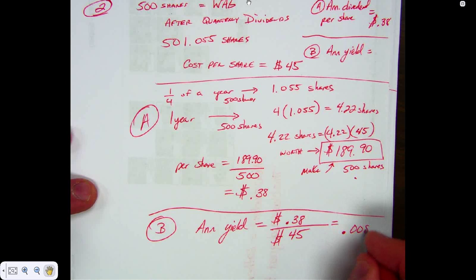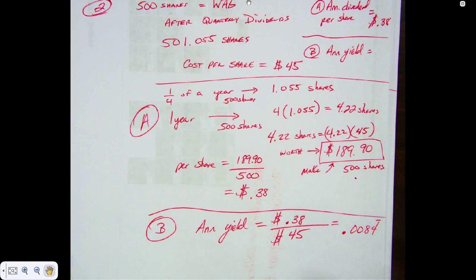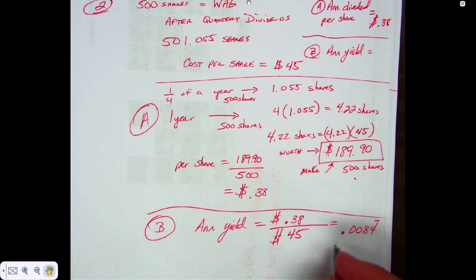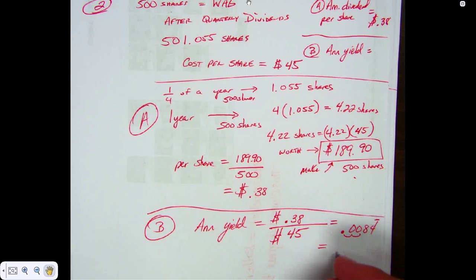0.0084444444. Thank you, Greg, for repeating. Yep. But if you look, how do they give yield in our examples? Yield is given as a percentage. So how do I change this to a percentage? 0.84%.